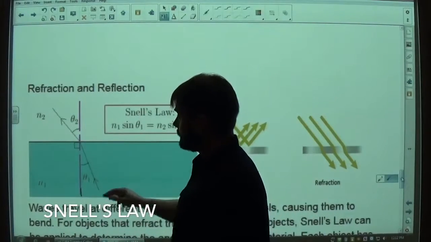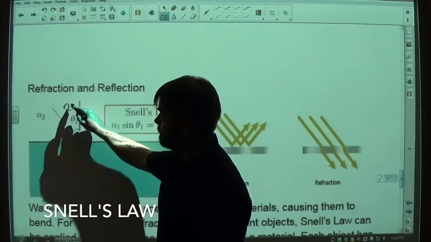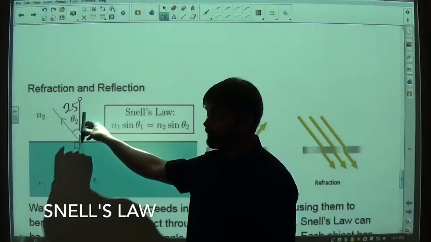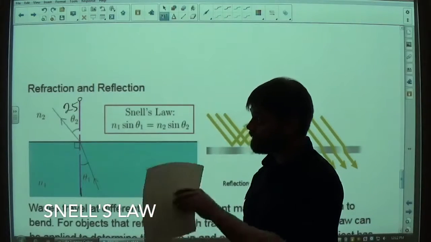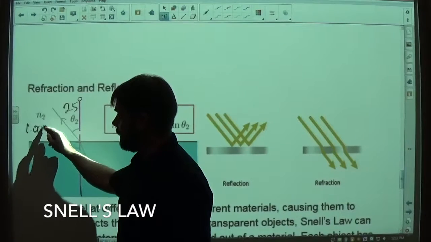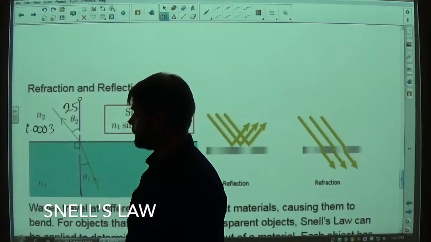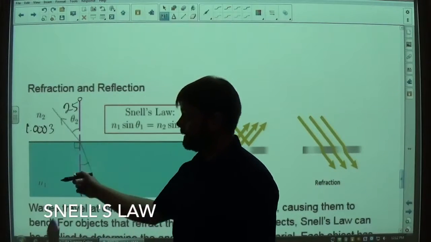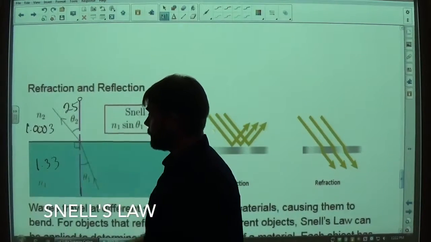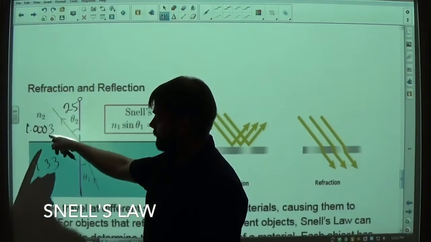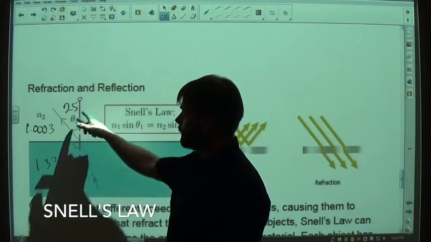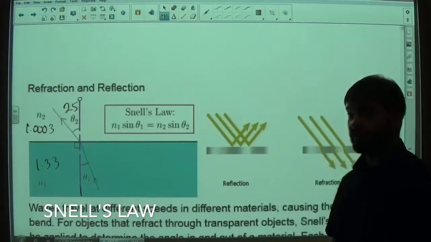Basically what they're telling us is this angle here is equal to 25 degrees away from the normal, which is perpendicular to the surface. The index of refraction for the air is basically 1. It's 1.0003, and the index of refraction for the water is equal to 1.33. So they give us the n for this and the n for that, and they want us to figure out the angle in the water away from normal based on our 25 degrees going in.